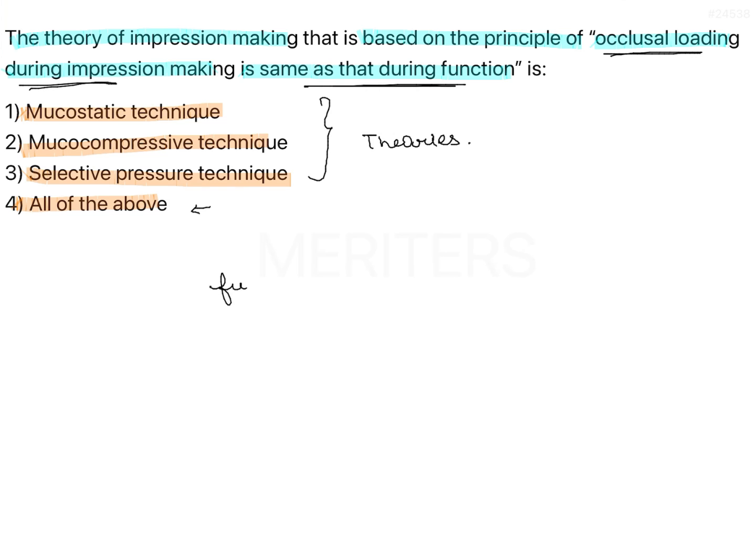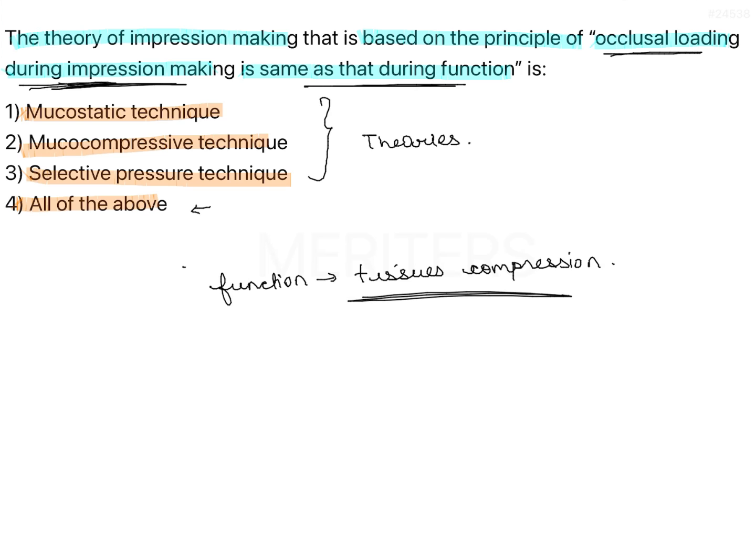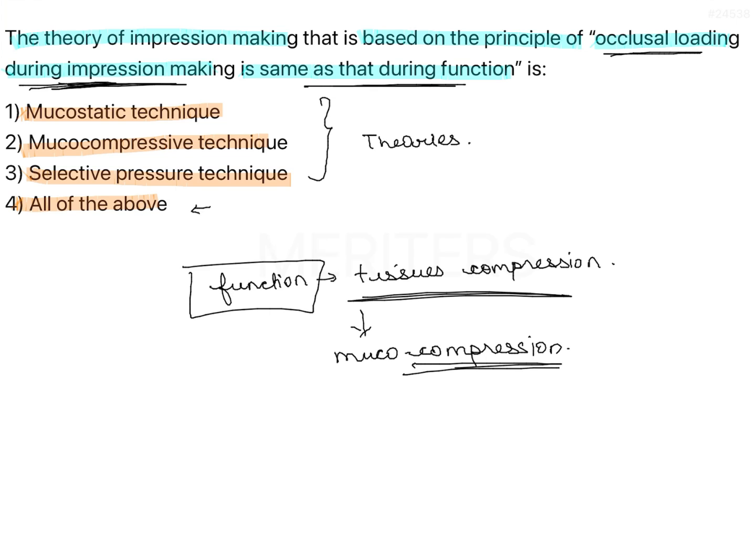At function, the tissues are under compression, right? Suppose it's a complete denture wearer, then while the patient is going to chew, there will be some amount of compression on the tissues. Now, while recording the impression, if you record the tissue compression same as during function, what is it called? It's called mucocompression. Correct? That means you are recording the tissues under compression, just like how they would be during functioning.